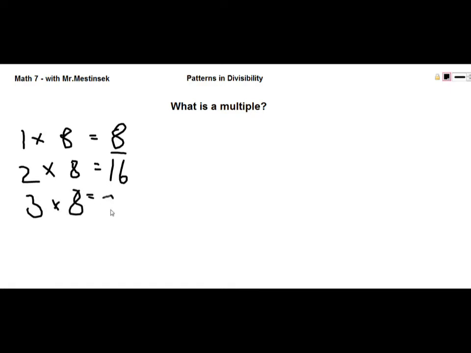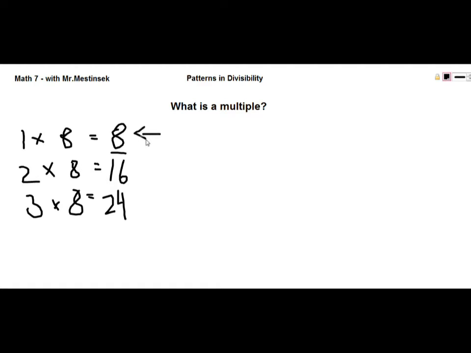If I say, what are the multiples of 8? Well, I go 1 times 8 equals 8. I'm going to multiply the 8 by the whole number 1, and I can say 8 is the first multiple of itself. So 8 times 1 is 8. Then I'm going to go 2 times 8, which equals 16, for example. 3 times 8 equals 24. And on and on we can go: 4, 5, 6, 7 times 8.